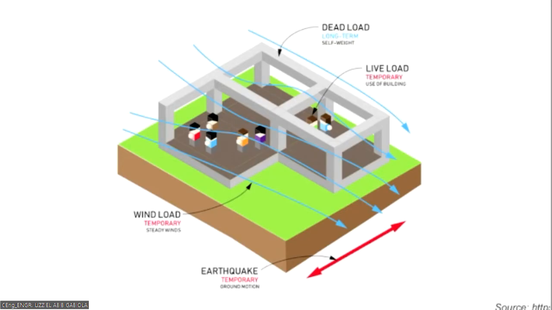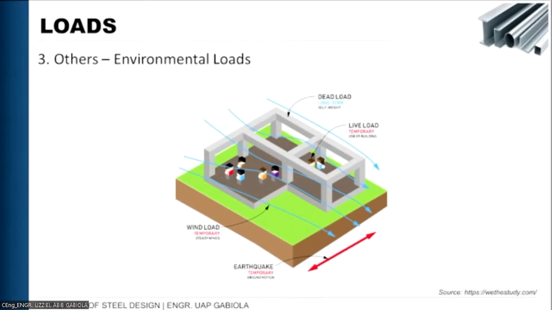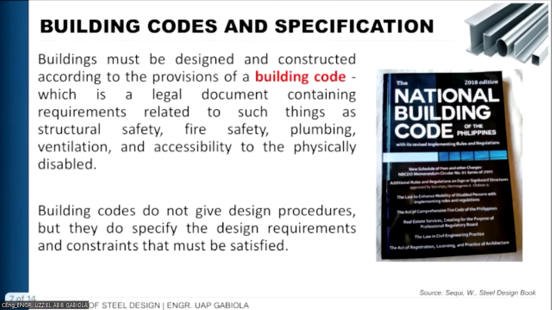Okay, so these are the 4 loads that typically we use when we try to design structures. Next, we try to differentiate building codes from specification. Buildings must be designed and constructed according to the provisions of a building code. A building code is a legal document containing requirements related to structural safety, fire safety, plumbing, ventilation, and accessibility to the physically disabled.